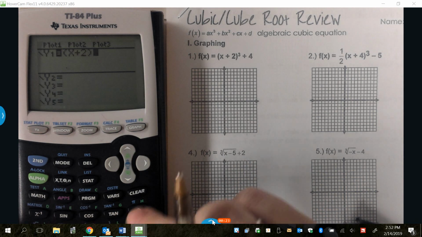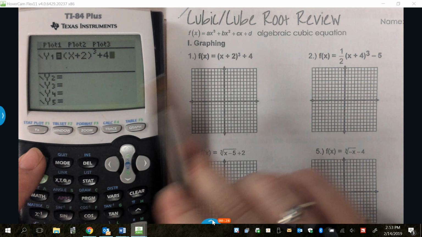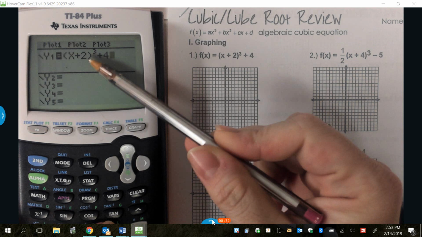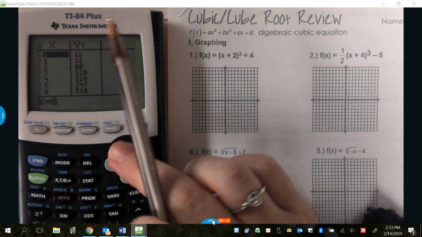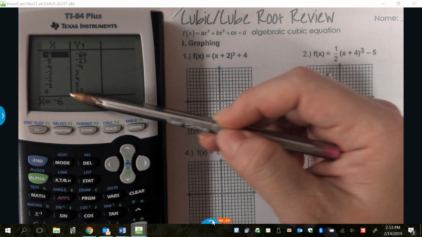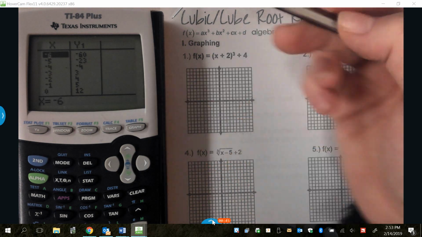X plus 2 to the third power plus 4. Okay, I just typed it just the way I see it. Remember, this thing right here is what goes up for the 3. Okay, and we're going to find points that we can actually plot. So remember, it's negative 10 to 10, so anything between negative 10 and 10. So negative 4, negative 4.